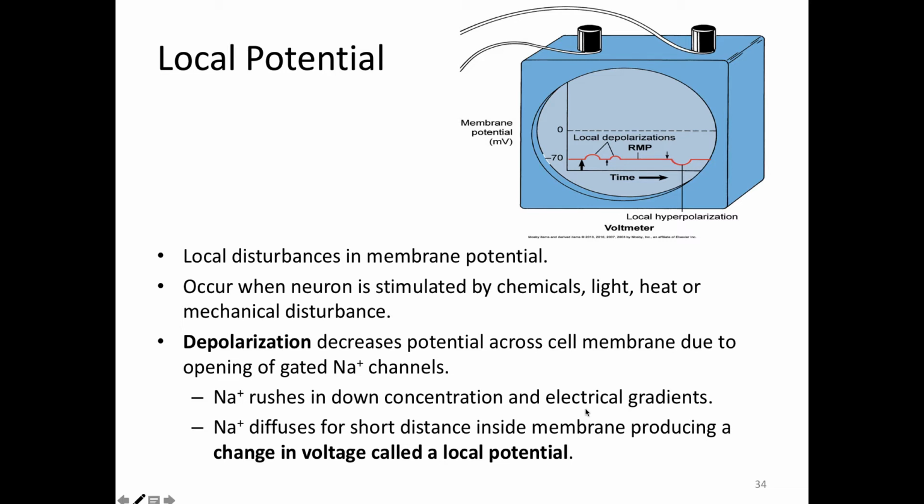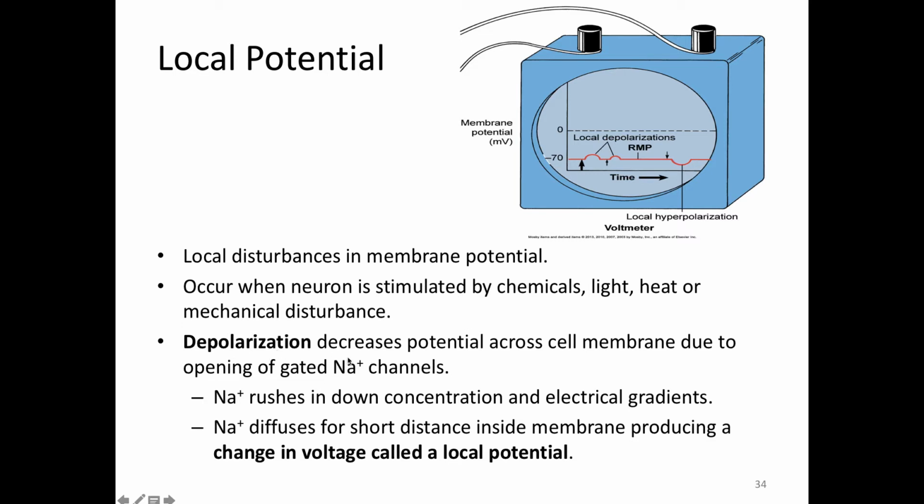Okay, so local depolarizations versus action potentials. Local depolarizations don't move, so they stay in the same spot, whereas action potentials travel down a neuron. So one difference between action potentials and local potentials is that local potentials are limited to a particular patch of membrane. Local disturbances in membrane potential can be stimulated by chemicals, light, heat, or mechanical disturbances, so it depends on what that particular neuron is primed to respond to.